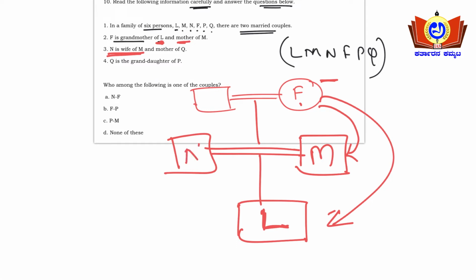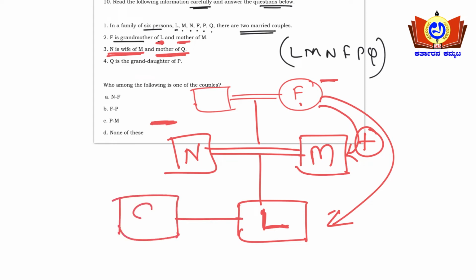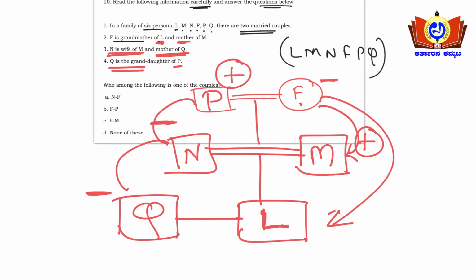N is wife of M means N will be there and M will be male here. So N is female and mother of Q here. Mother of Q means L will be having one more brother or sister here, and that is Q. Q is the granddaughter of P here, and granddaughter of P means P will be here and P will be male here. Granddaughter means first generation and second generation. So this is the family tree I have got here.